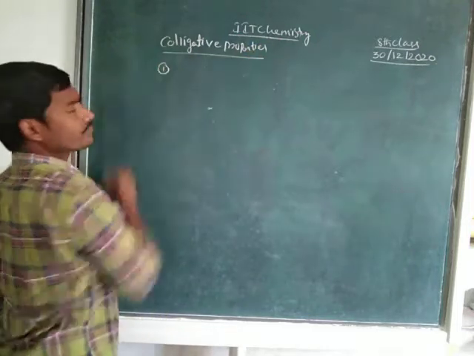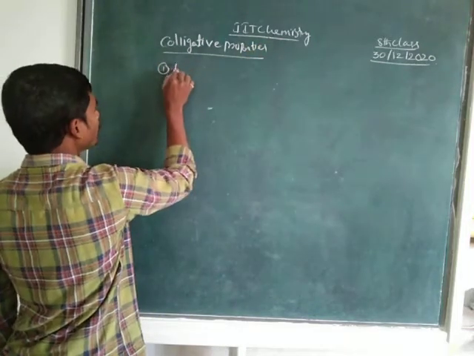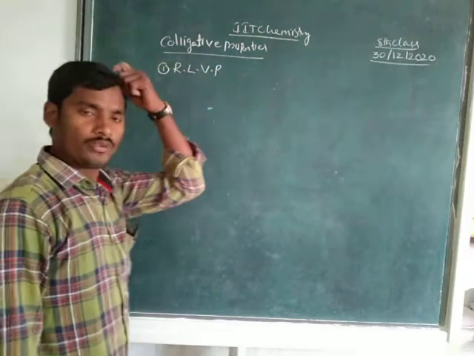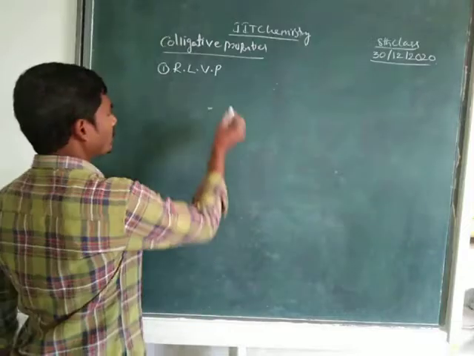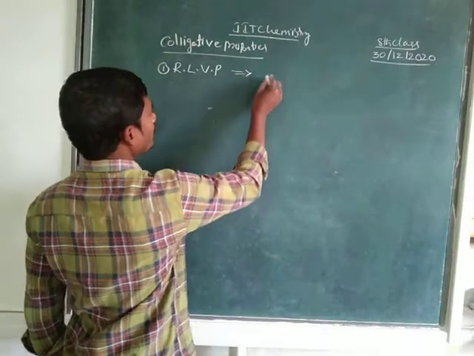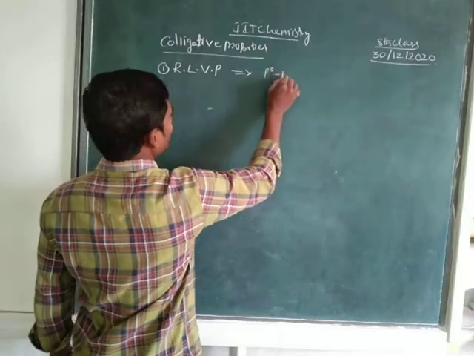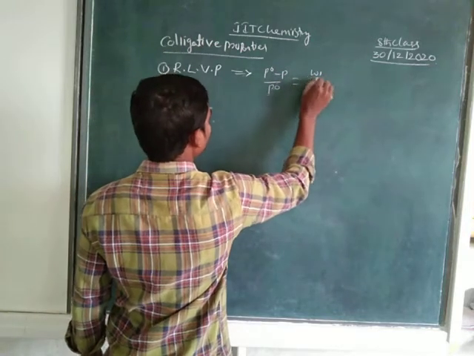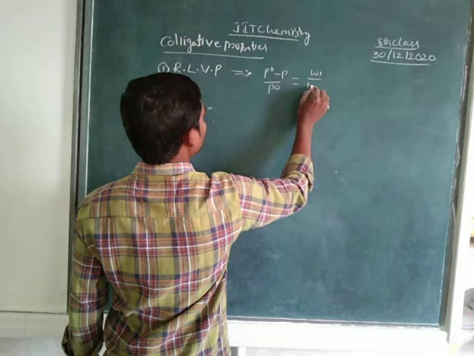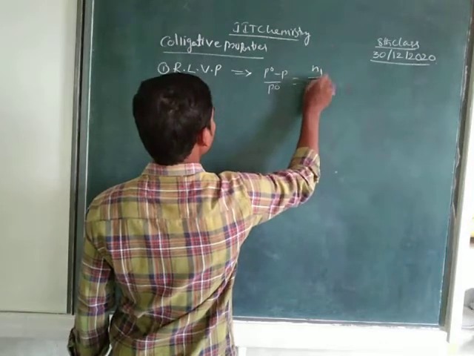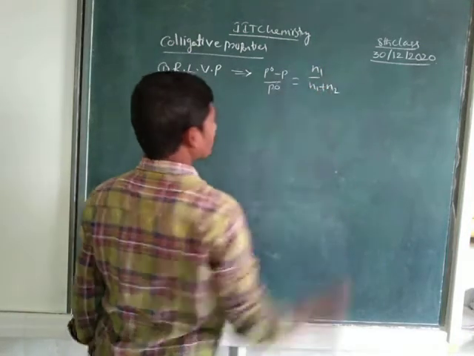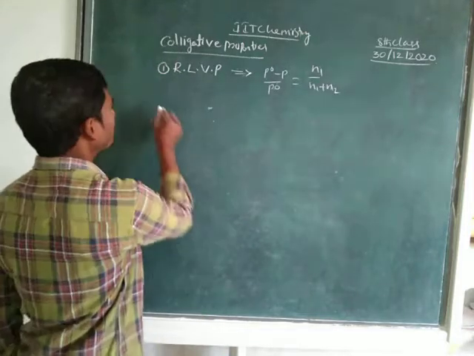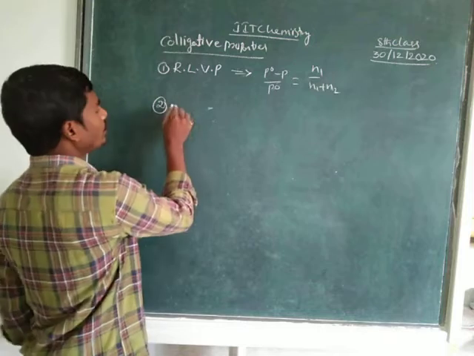The first one is relative lowering of vapor pressure. Here, relative lowering of vapor pressure is P naught minus P by P naught equals small w1 by capital N, that means simply n1 by n1 plus n2. Right children? So we discussed the relative lowering of vapor pressure.